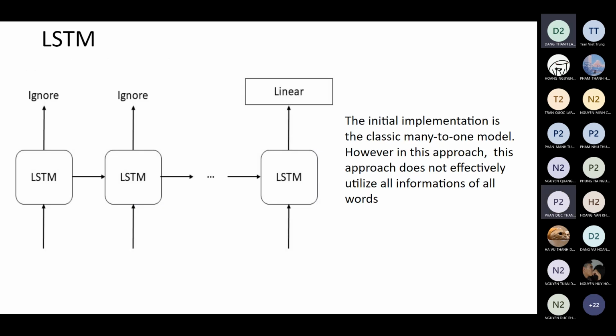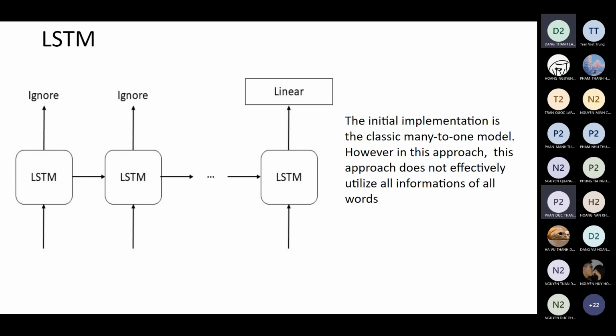Okay, so the main difference of LSTM is that it has a forget gate and an output gate that we have already studied in class. So I will only talk about our specific implementation. Our first approach is that we only use the final output of the final cell to fit into the linear layer to predict the label. However, in this approach, the information from all the previous words is encoded into the final cell, so it's not utilized effectively.